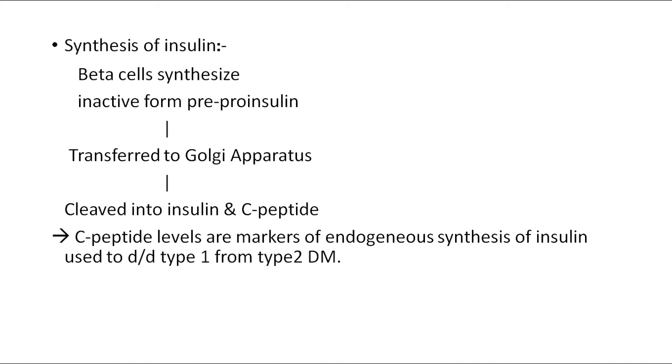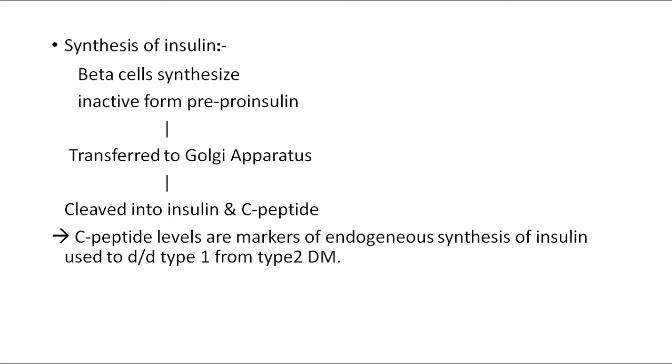Here we discuss briefly the insulin and the action of insulin in various metabolic pathways. First of all, insulin is synthesized by the beta cells of the pancreas in an inactive form, pre-proinsulin. Then it is transferred to the Golgi apparatus where it is cleaved into insulin and C-peptide. So the pre-proinsulin is cleaved into insulin and C-peptide. C-peptide levels are a marker of endogenous synthesis of insulin, which is used to differentiate between type 1 and type 2 diabetes mellitus. We will discuss later what type 1 diabetes mellitus and type 2 diabetes mellitus are.